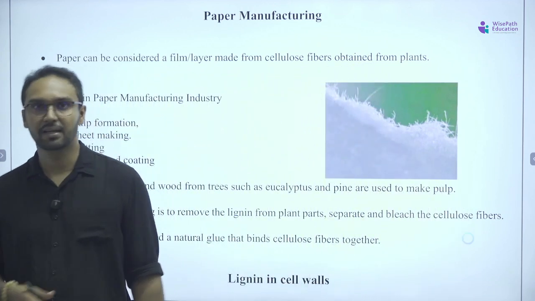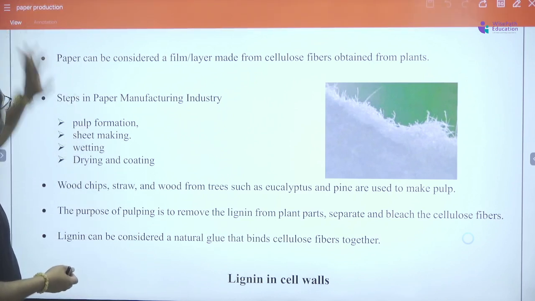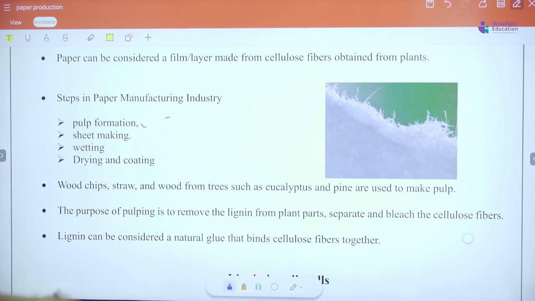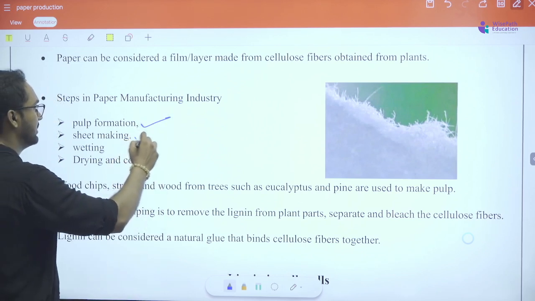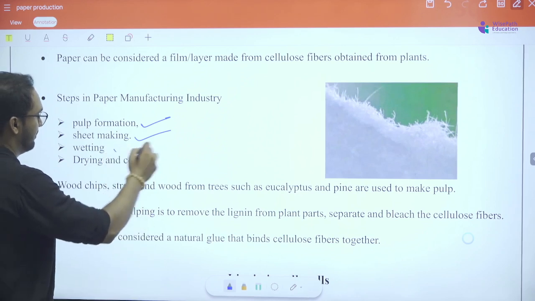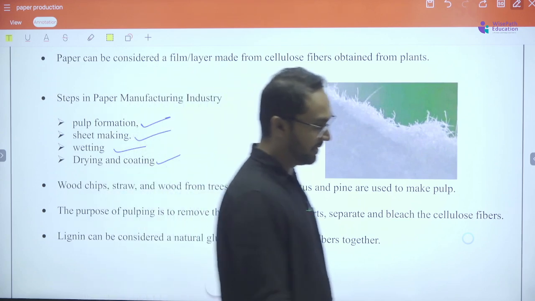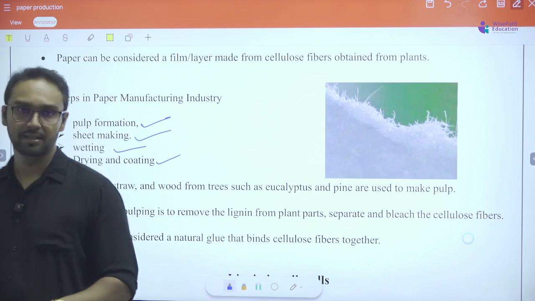We'll be going through 4 steps. The given steps in the paper manufacturing industry are these 4 steps, so you'll have to remember them, right? First one is pulp formation. You have to make the pulp, and there are 2 methods of making the pulp, mechanical and chemical. We'll be discussing it. The second is sheet making, and then wetting and drying and coating are the 4 steps, right? So there are 4 steps that you have to go through in paper manufacturing.